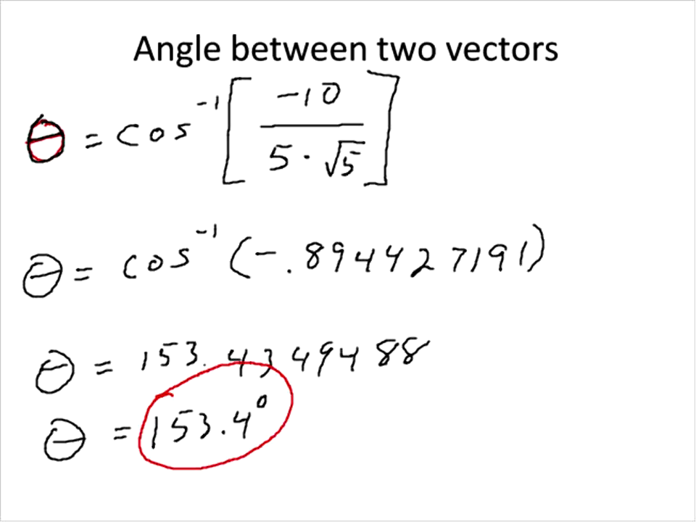Now remember, all I had to do is find the magnitudes and the dot product and then put it all together. And you've got the angle between these two vectors.